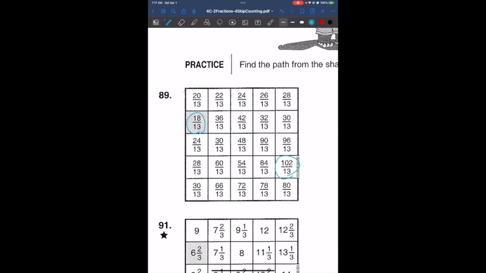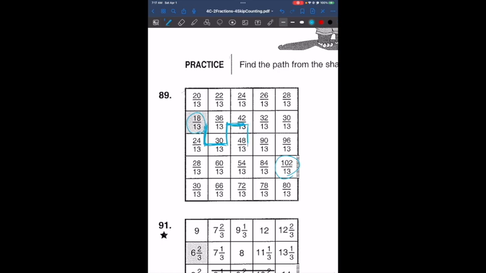For that to happen, we want to first start by going down. The difference between 24 over 13 and 18 over 13 is 6 over 13, so we're going to skip count by 6 over 13. Our next move would be to go to 30 over 13. Then we add 6 over 13 once more, going up to 42 over 13.